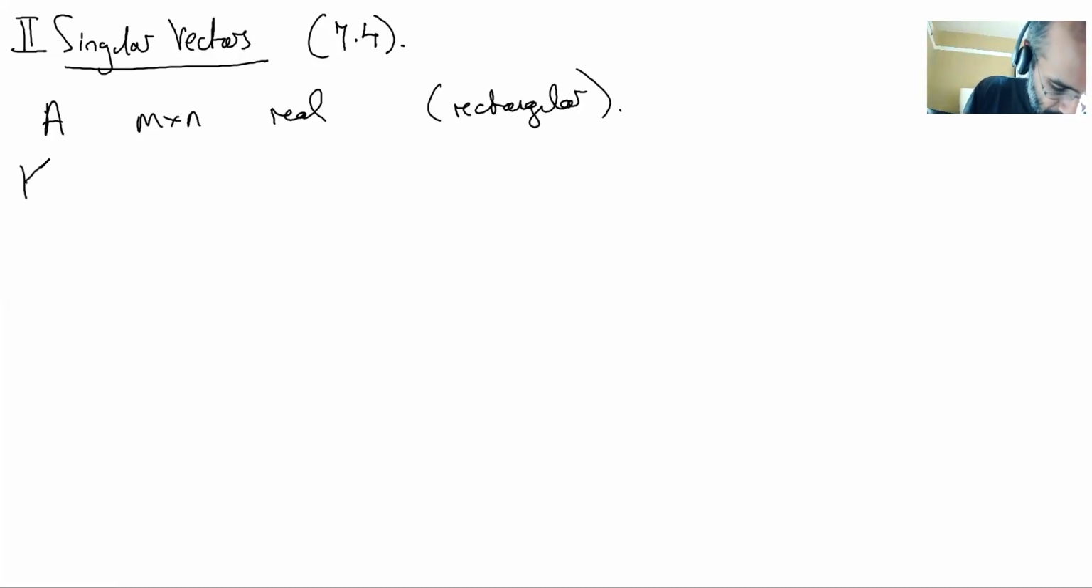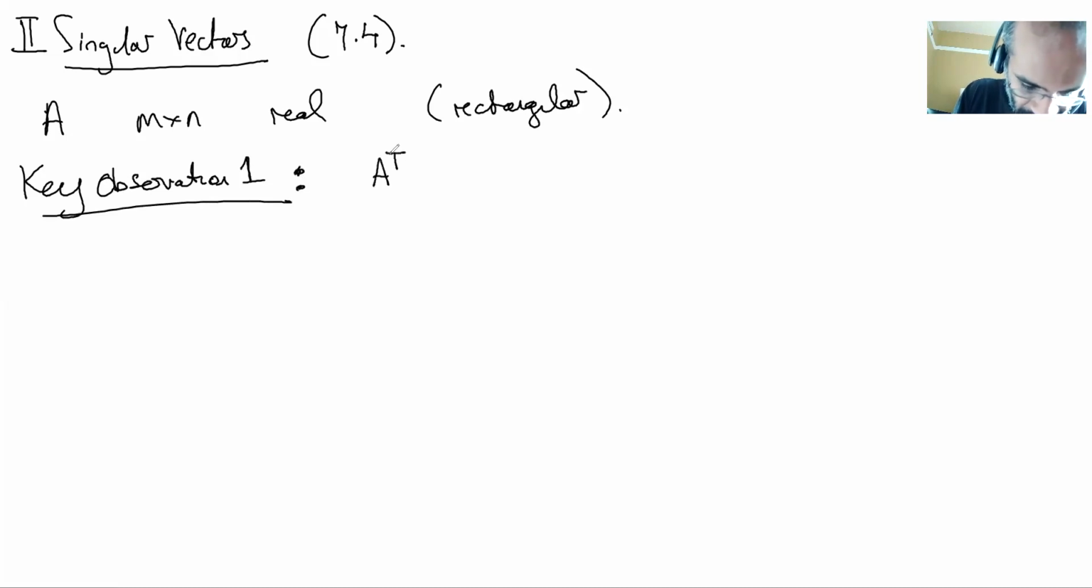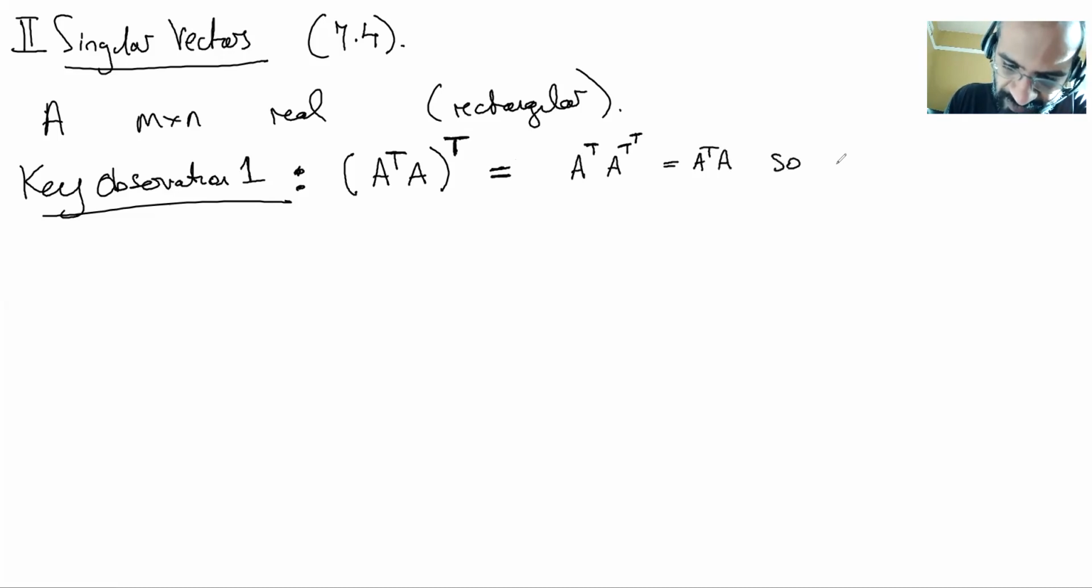So key observation number 1 is that it doesn't matter what A is, A transpose A is always symmetric. Let's check that. Take the transpose of A transpose A. By the rule for the transpose of a product, that's A transpose times A transpose transpose, which is just A transpose A. So this is symmetric.